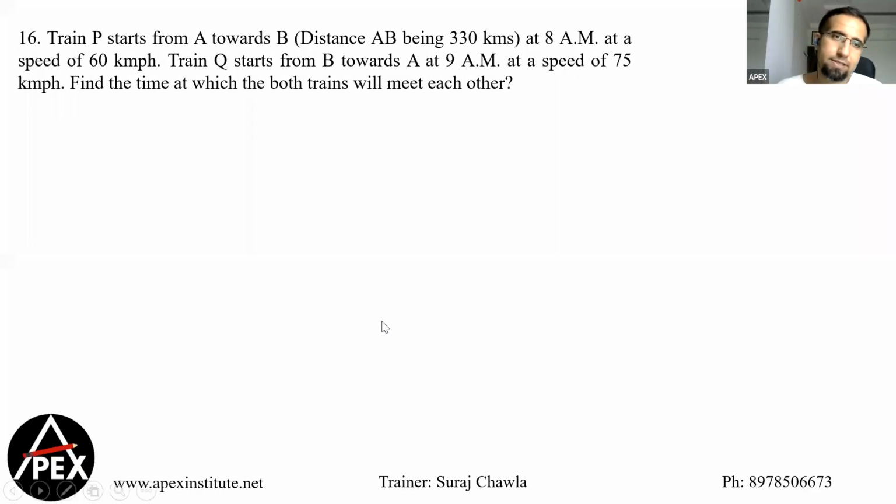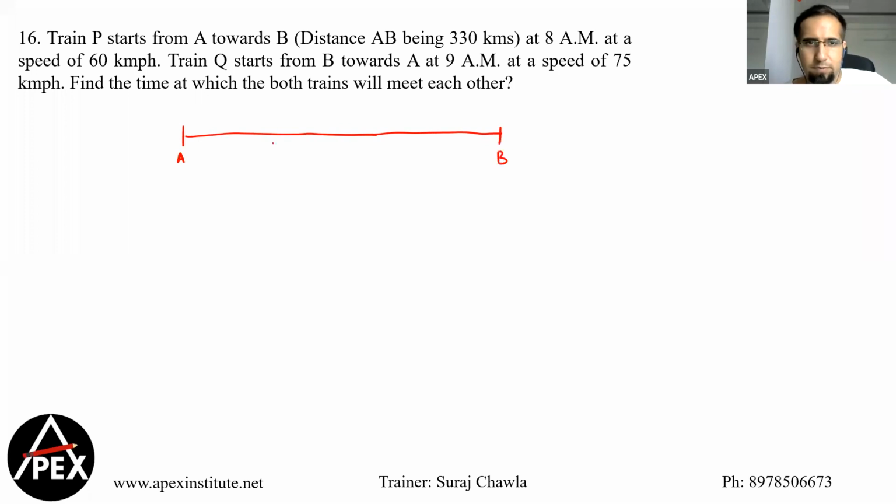Let's see what's happening here, guys. Now, the question says that train P starts from A towards B and the distance of AB being 330 kilometers. So, A and B are at a distance of 330 kilometers. Train P is starting from here at 8 o'clock and running at a speed of 60 kilometers per hour. Train Q is starting from here at 9 o'clock running at a speed of 75 kilometers an hour. Clear, guys?